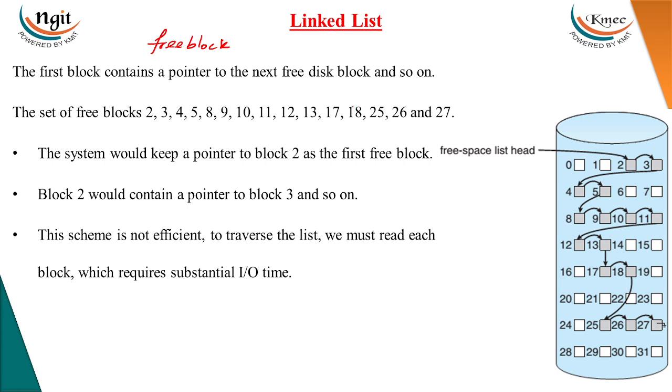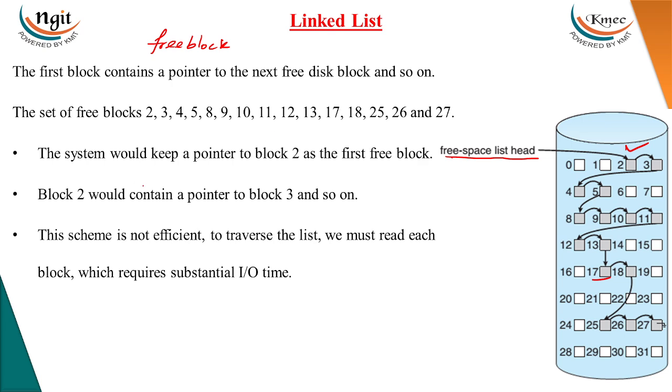See here, the pointer is 2. The first free space list head is pointing to the first free block, that is 2. Then 2 will point to 3, 3 will point to 4, 4 will point to 5, and 6 and 7 are taken by some particular file. So 5 is pointing to 8, 9, 10, 11, 12, 13, and 13 is pointing to 17. Each free block will point to the next free block.